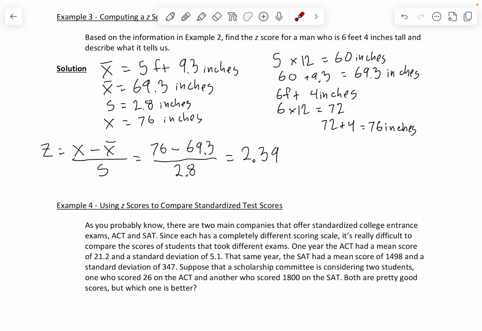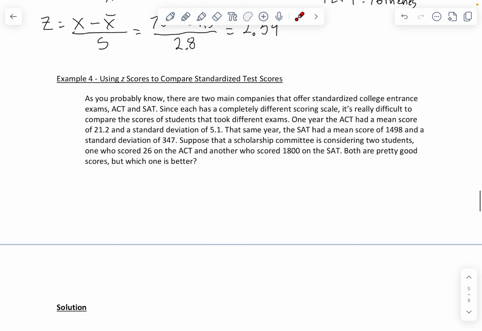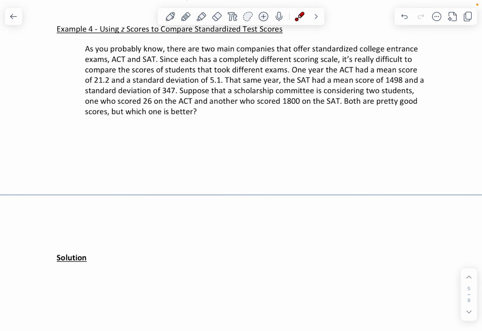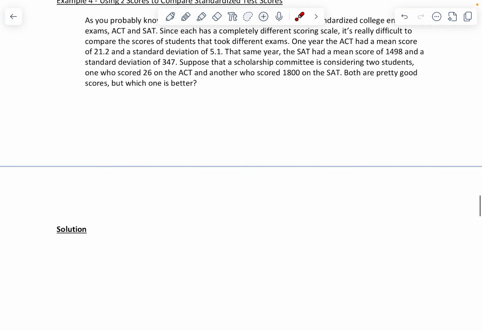Suppose that a scholarship committee is considering 2 students, one who scored 26 on the ACT and another who scored 1,800 on the SAT. Both are pretty good scores. They're both above average scores. But which one is better? We can't just compare them to each other because the scale for each of the 2 exams is different. But since we know the mean and standard deviation for each, we can compute the z-scores for each one. And this will allow us to decide which student did better relative to the others who took the same test. Which one is actually more above average, right?